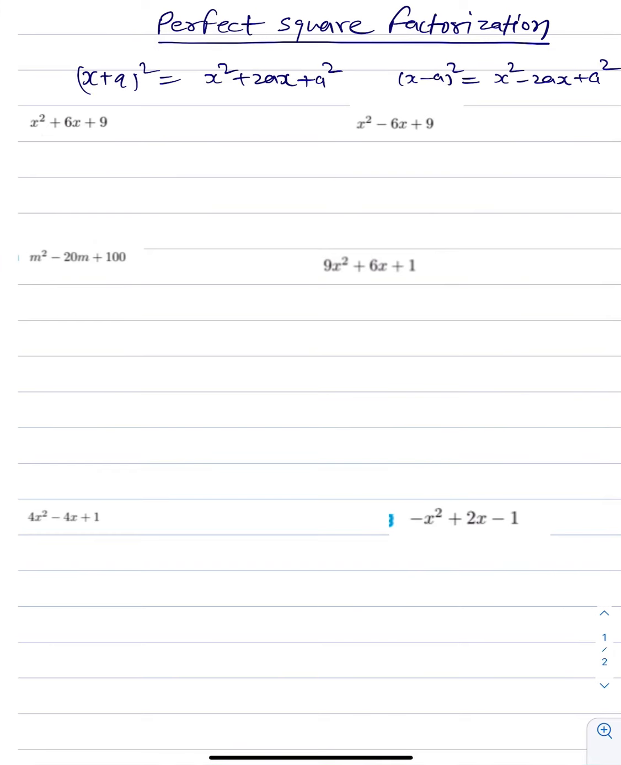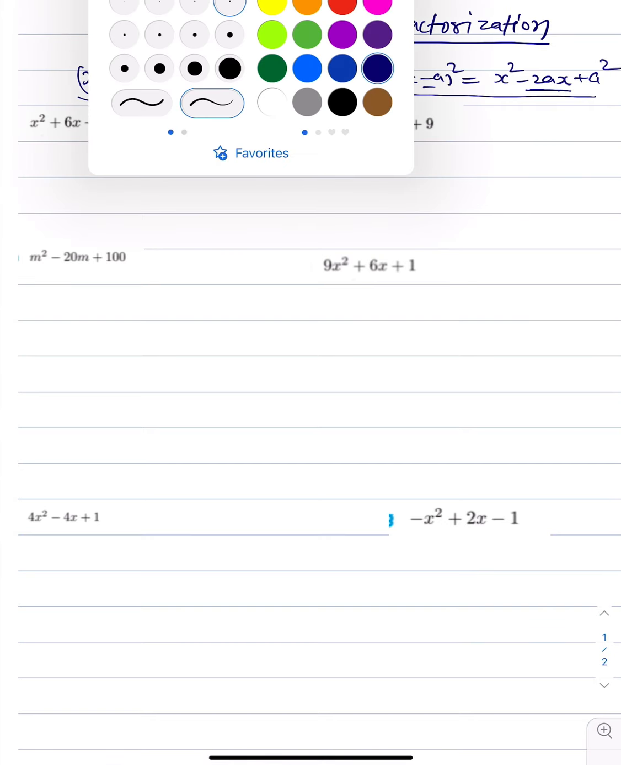In today's video, I'm going to do perfect square factorization. The formulas we are going to use are (x plus a) whole squared is equal to x squared plus 2ax plus a squared, and (x minus a) whole squared is x squared minus 2ax plus a squared. The only difference between these formulas is that if this is plus, the middle term is also plus. If this is negative, the middle term is also negative.